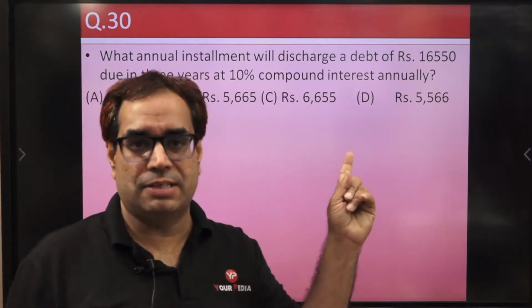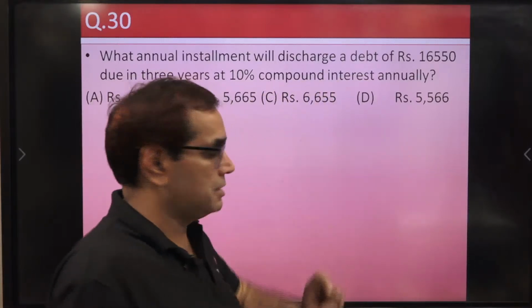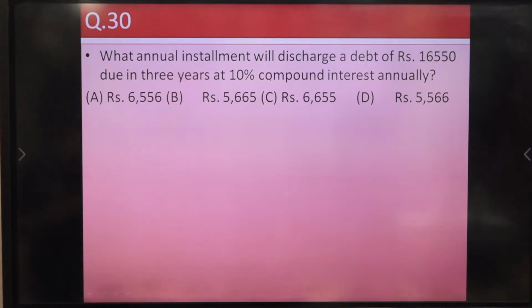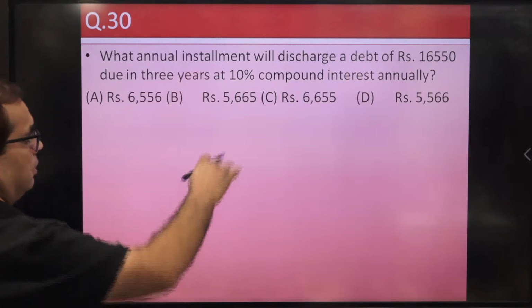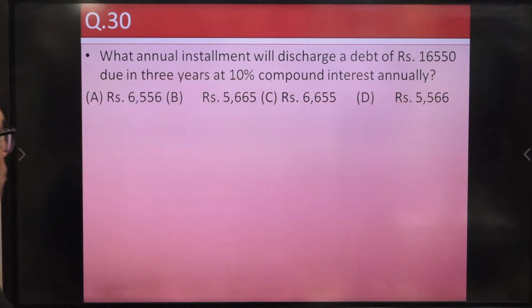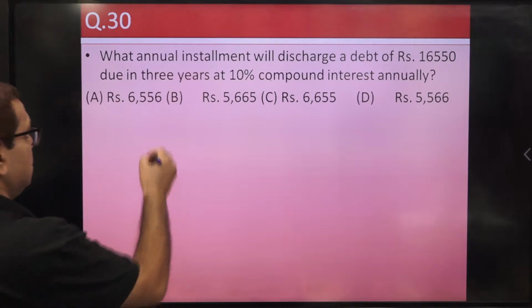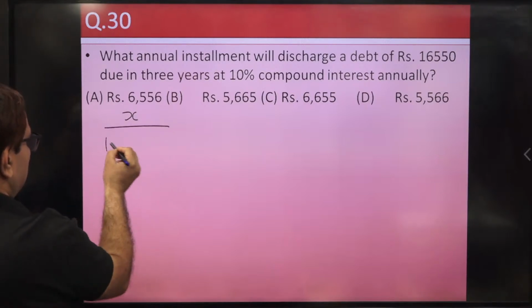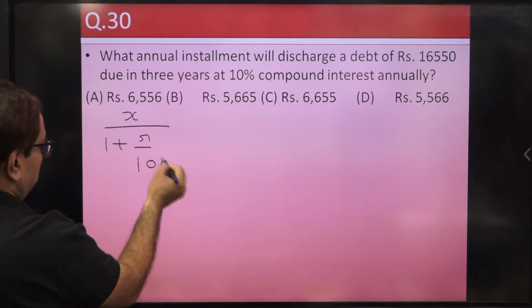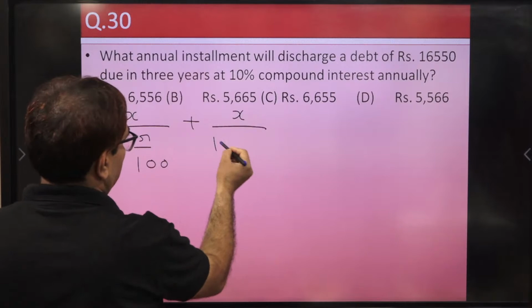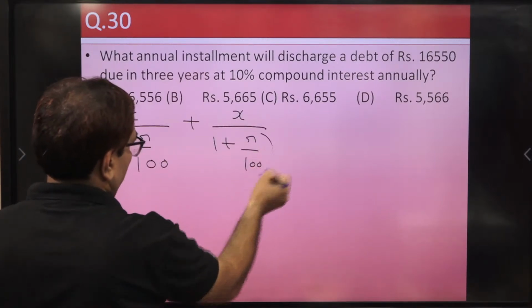One I have discussed in previous class, that was when it was simple interest annually. And today another formula. So what is that formula? Note down this. This is the debt. So let annual installment be x. So we write x upon 1 plus r upon 100. This is the first term. Then plus x upon 1 plus r upon 100 whole square.